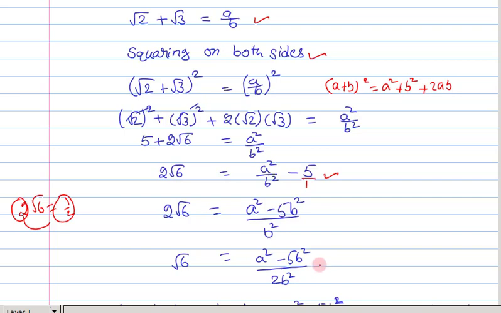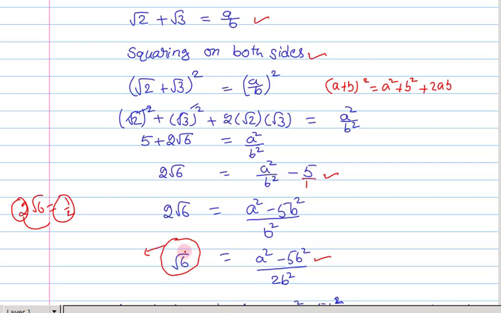And if a and b are integers, then (a square minus 5b square) by 2b square, that is, this RHS, is a rational number. If we perform any operation on integers, we will get again an integer. So this RHS is a rational number. If it is a rational number, then root 6 is also a rational number. But this contradicts the fact that root 6 is an irrational number.